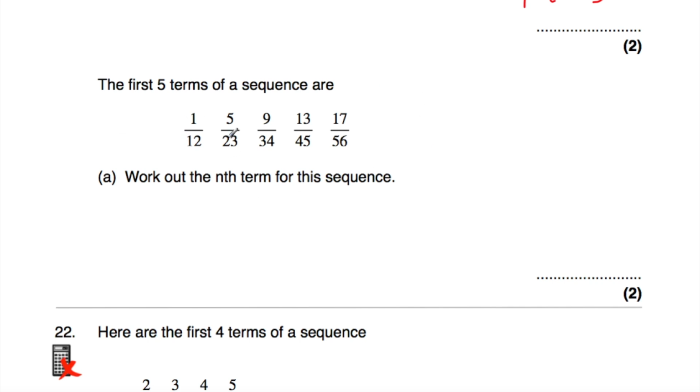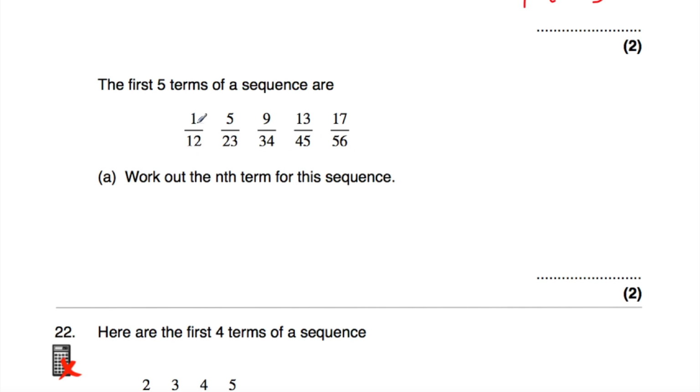So this is a fractional sequence. And if we have a look at the numerators, each time they're getting bigger by 4. So the numerators form a linear sequence. And then if we have a look at the denominators, 12, 23, 34, 45, and 56, each time they get bigger by 11. So they form an arithmetic sequence as well.